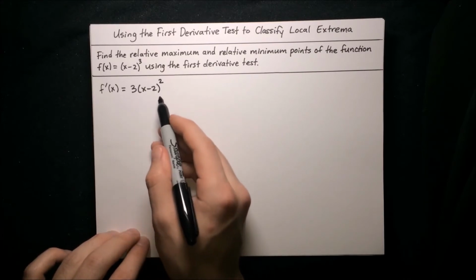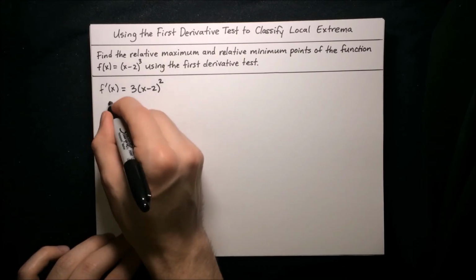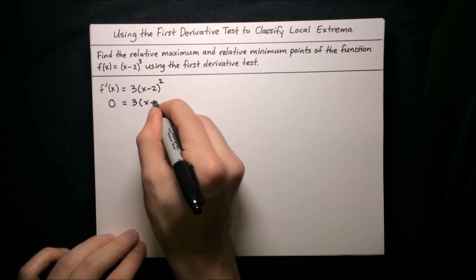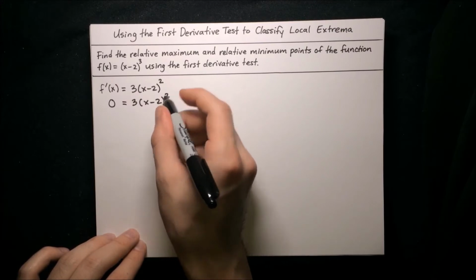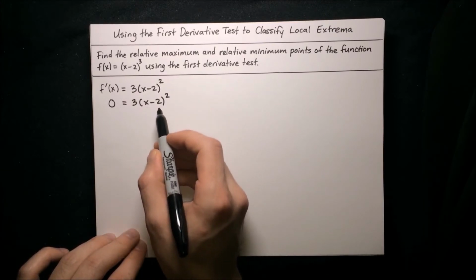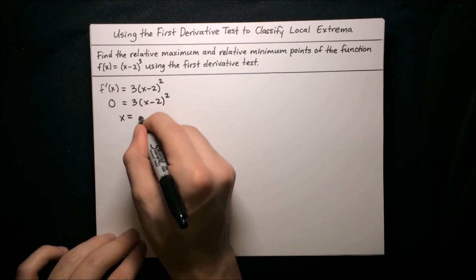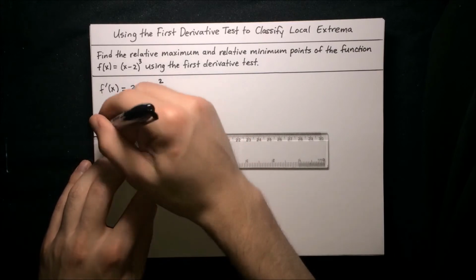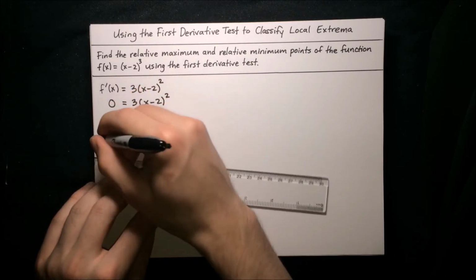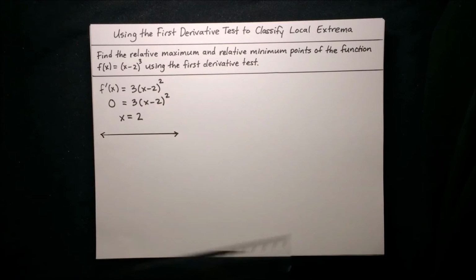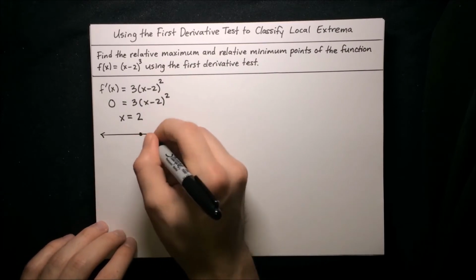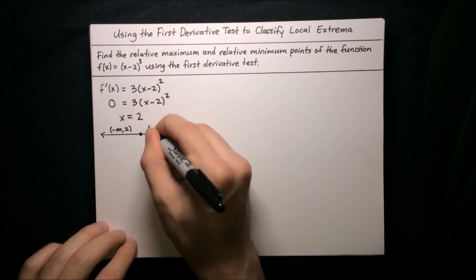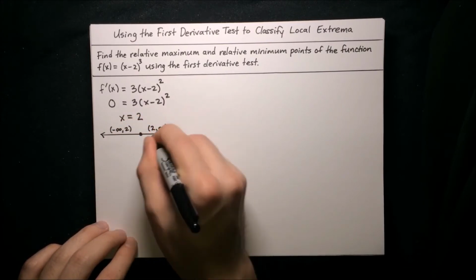Now, this is defined everywhere, so the critical points will just happen where the derivative is equal to 0. So 0 equals 3 times (x minus 2) squared, and the only factor here is x minus 2, so the only 0 is going to be x equals 2. Let's draw up our number line here. X equals 2 breaks up our number line into two subintervals. There's one subinterval to the left of 2, which goes from -infinity to 2, and then there's another to the right of 2, which goes from 2 to infinity.